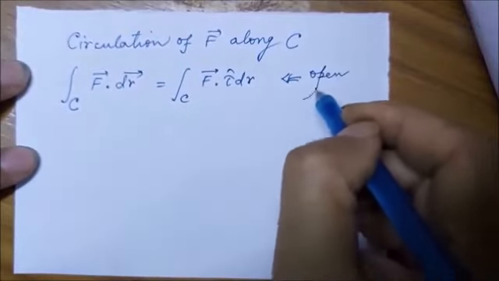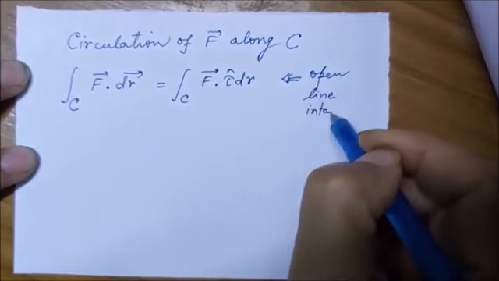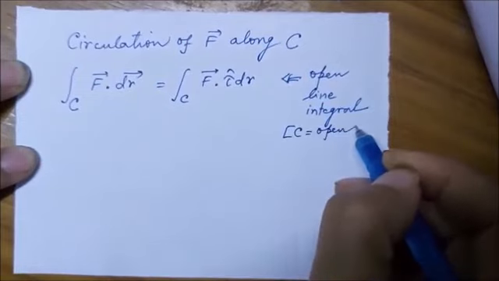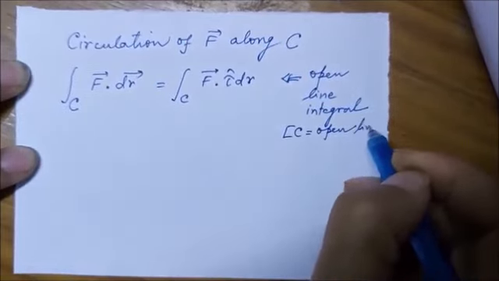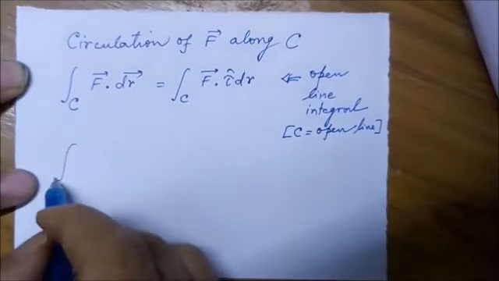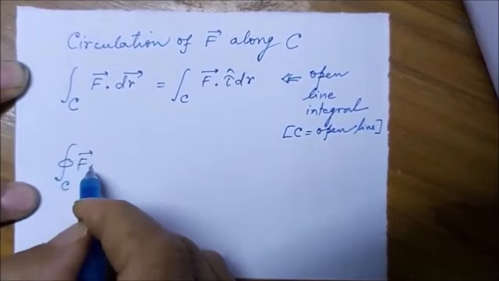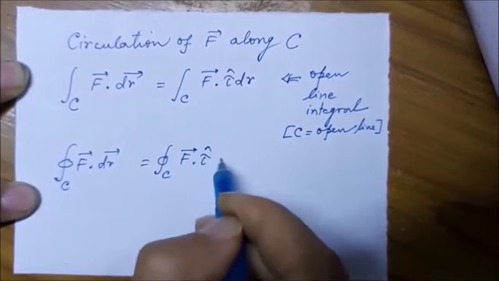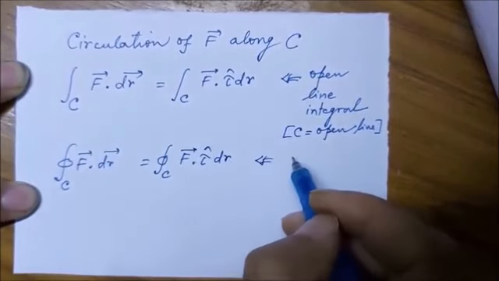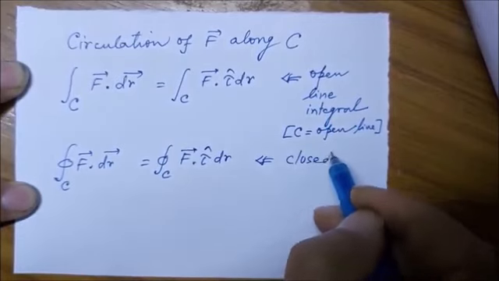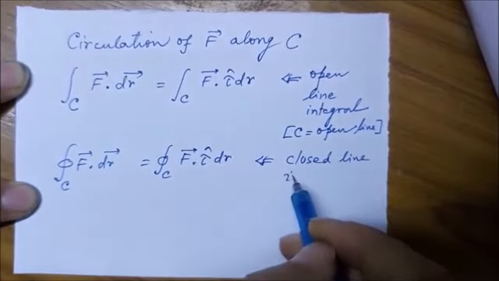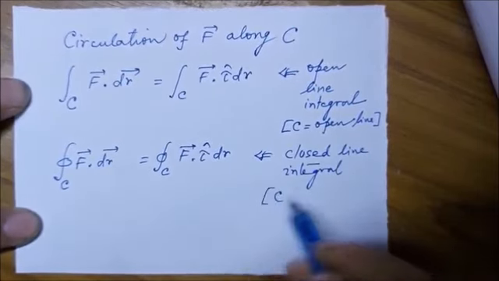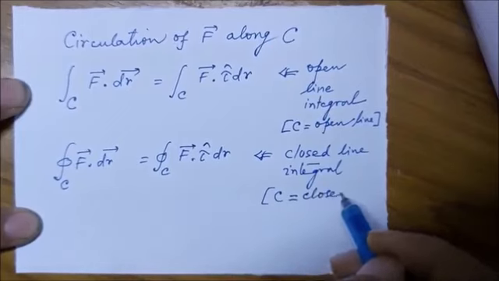this is called open line integral where C is an open line, or this is called closed line integral also. And in this case, C is obviously a closed line.